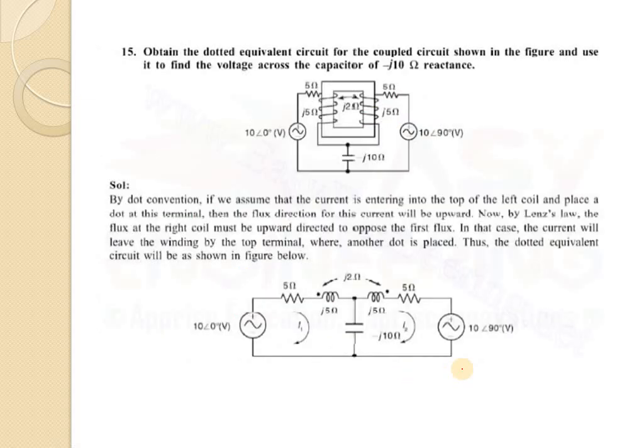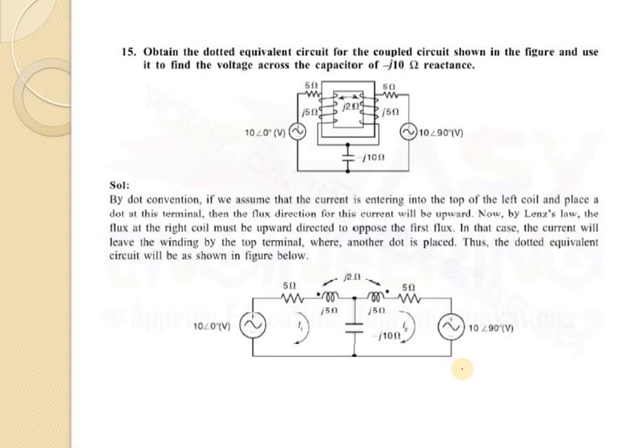Next problem. Obtain the dotted equivalent circuit for the coupled circuit shown in the figure and use it to find the voltage across the capacitor of minus J10 ohm reactance. So here you can see this is a transformer circuit where in the primary and secondary a capacitor is connected, and on both sides we are getting some voltage, input voltage and output voltage also.